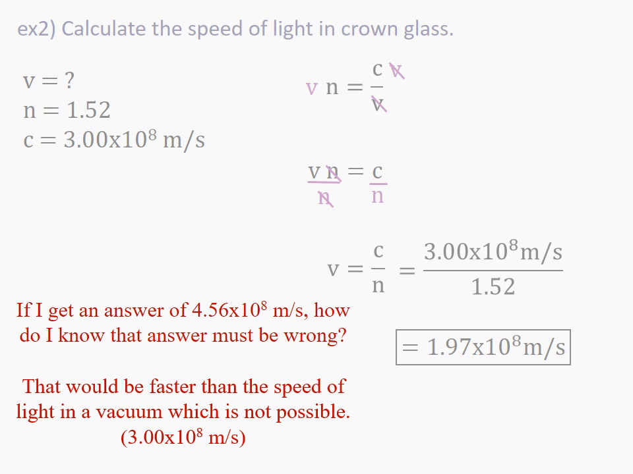Same thing is true if I calculate a refractive index and get a value of less than 1. Because the smaller the number, the faster light travels in that material. And if the refractive index is less than 1, then that means light is traveling faster in that material than light travels in a vacuum, which is impossible. So to repeat, nothing can travel faster than 3.00 times 10 to the 8 meters per second. Nothing can have an index of refraction of less than 1.